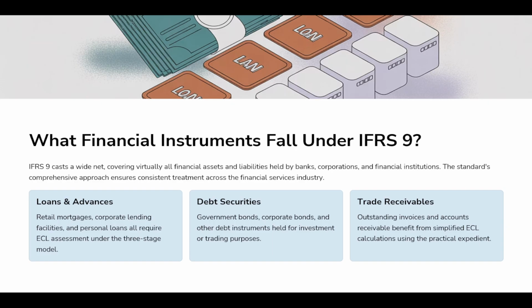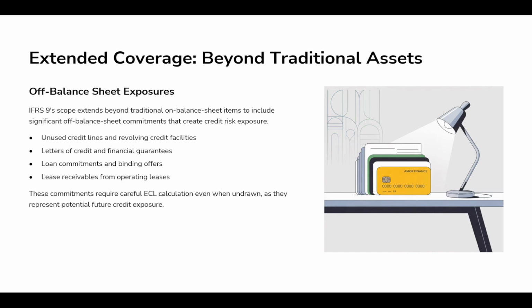IFRS 9 applies to a broad range of financial assets and liabilities. These include loans and advances, both retail and corporate, mortgages, government and corporate bonds, trade receivables, lease receivables, and off-balance sheet exposures such as loan commitments and financial guarantees. All of these require expected credit loss calculations.